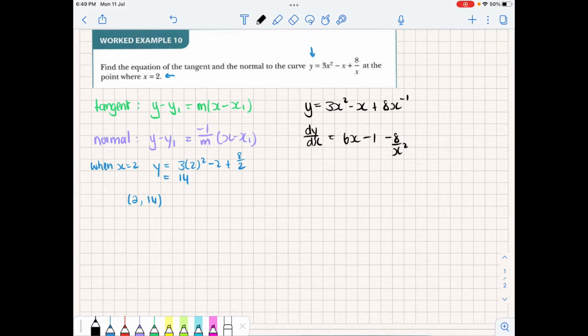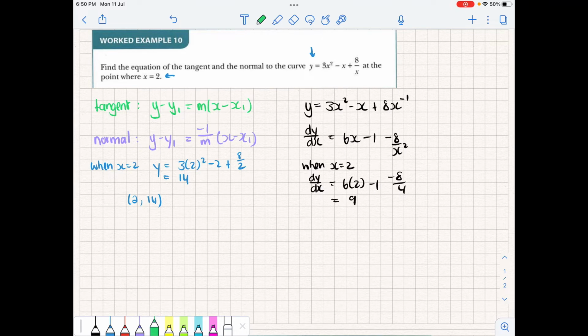Now this is an equation for the gradient function. What it does is I put x coordinates in and it tells me what the gradient is at that point. So I'm going to ask, what is the gradient when x is equal to 2? So at x equal to 2, dy/dx, which is the gradient, is equal to 6 times 2 minus 1 minus 8 over 4, and that is 9. So the gradient at x equal to 2 is 9, which means that the gradient for the tangent at that point is 9. And so I'm ready to write my two straight line equations.